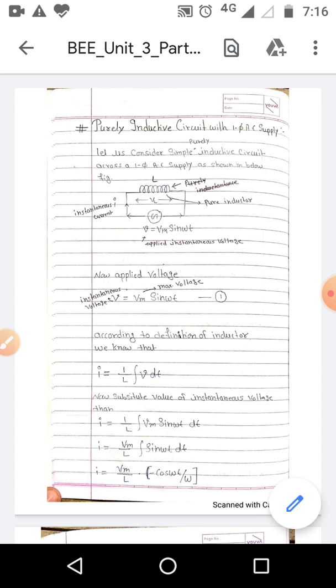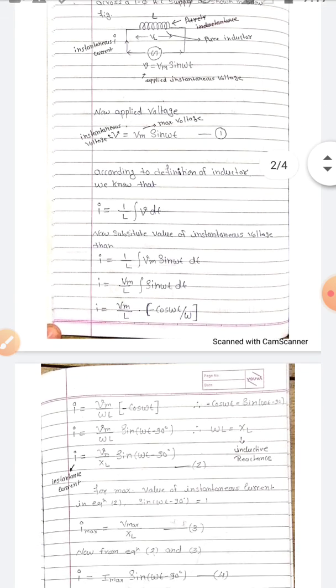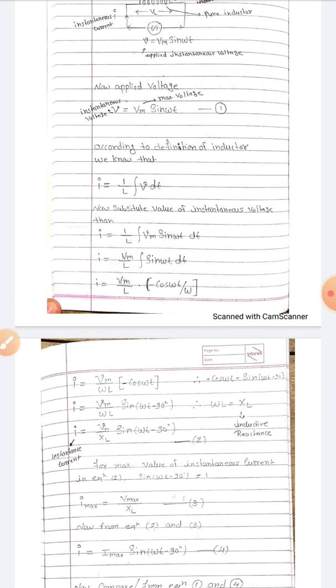Now substitute the value of instantaneous voltage v, then we get i is equal to 1 upon L integration of Vm sine omega t. Now the constant part is taken outside of the integration, then we get i is equal to Vm by L integration of sine omega t. The integration of sine omega t is minus cos omega t upon omega. Now i is equal to Vm by omega L into minus cos omega t.